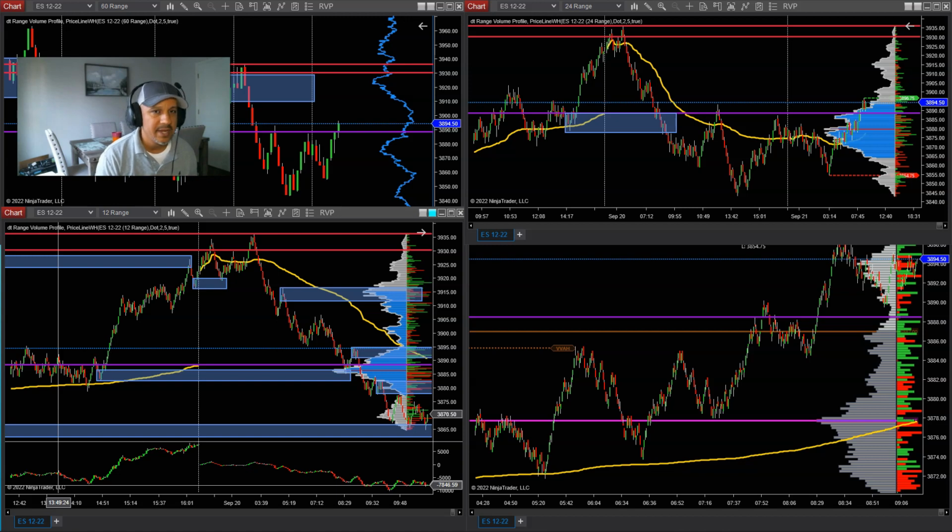But can you trade the liquidity grab setup, and identify or locate it on different time frames? Yes, you can. I'm going to show you again, like I said, on the 12 range and on the 24 range chart as well. So without further ado, let's go ahead and jump right into it now.